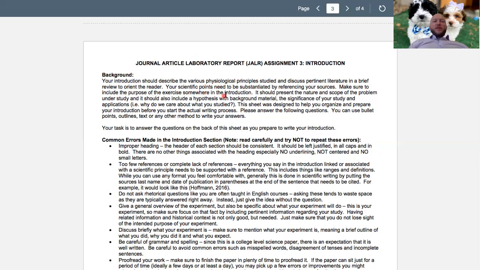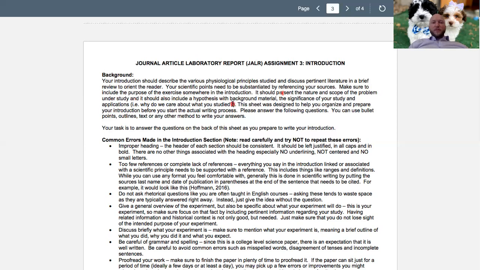Your scientific points need to be substantiated by reference in your sources. Make sure to include the purpose of the exercise somewhere in the introduction. So once you've given them the background information they need to know about the topic, why are you doing this experiment? What is the purpose of this experiment? Why are you doing it? What are you hoping to learn? And how is that knowledge going to help you? What do you hope to learn? And how is that going to help the future?